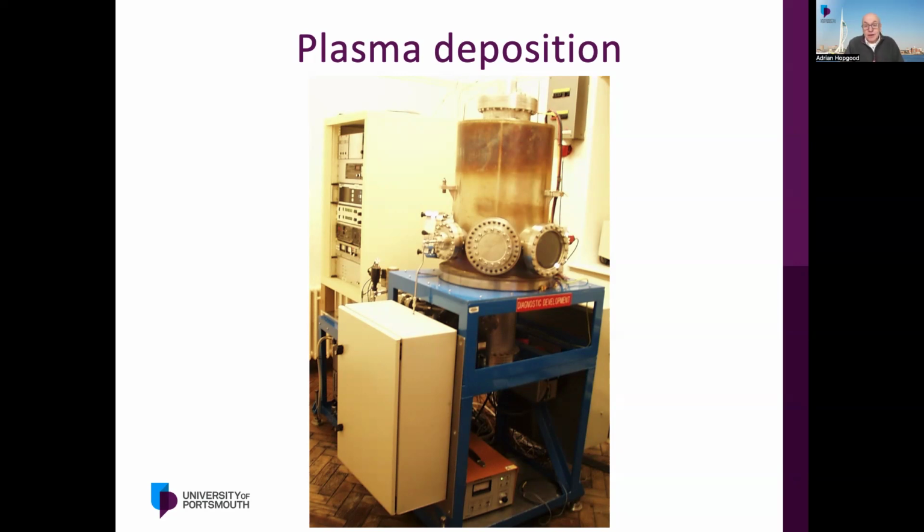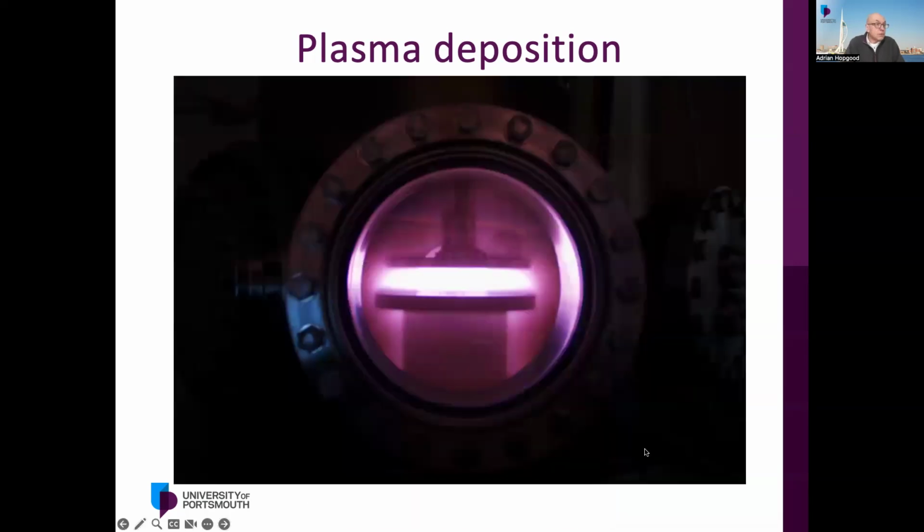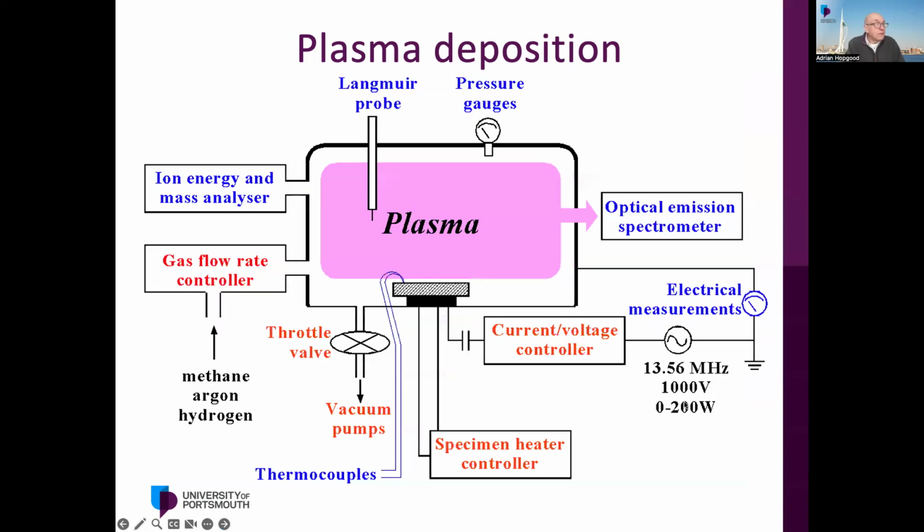So it's a specialist manufacturing process. The equipment looks like you can see on the screen here, and if you look through the glass window, this is what you'd see. The plasma is an ionized gas which glows, as you can see there. And if you get the conditions correct in the plasma, it can deposit a thin film on the surface of a component, and that's the purpose of the process. And if you look at it schematically, it looks like this.